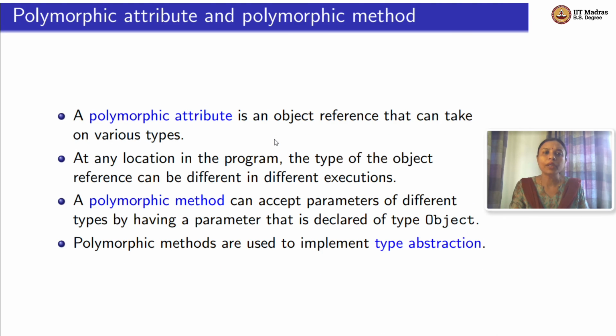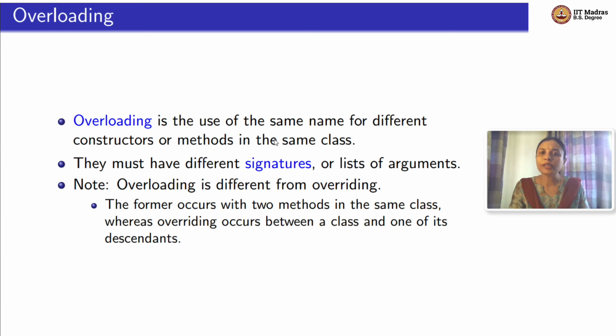What is overloading? Overloading is the use of the same name for different constructors or methods in the same class, but they all have different signatures. So the list of arguments that you pass, the return types, they are all different. So these two are different concepts. Overloading occurs within two methods in the same class. Overriding occurs between a parent class or an ancestor class and its descendants.